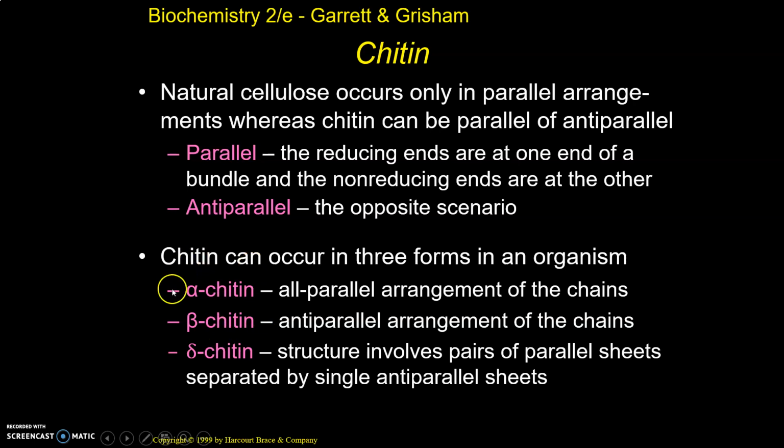So alpha chitin means that it's all parallel arrangement of chains. There's also something called beta chitin, which is all anti-parallel arrangement of chains. Okay, so then what is this last form of chitin? Well, this last form of chitin is gamma chitin, and basically it has both, right? So you've got some parallel sheets that are then separated by a singular anti-parallel sheet. There's not really a picture of this in your book.